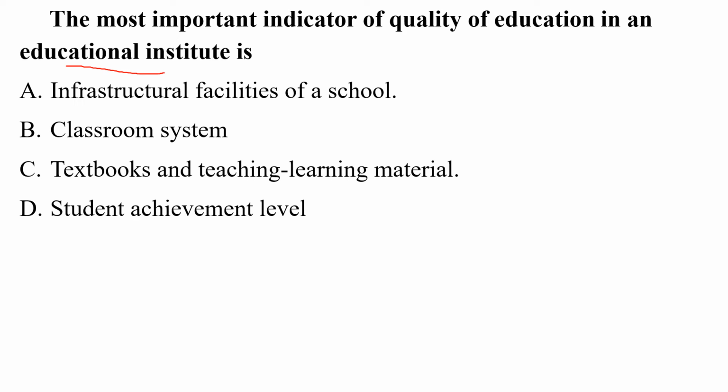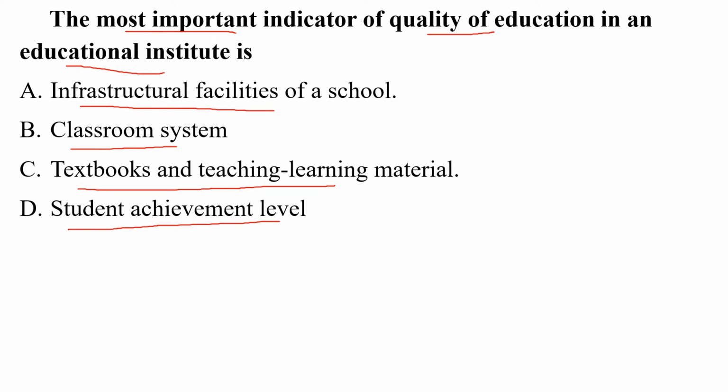So here in this question they ask you the most important indicator of the quality of the education in an educational institute. For this the first option is infrastructural facilities of the school. Second one is classroom system. Third one is textbook and teaching learning material. And the last one is student achievement level.